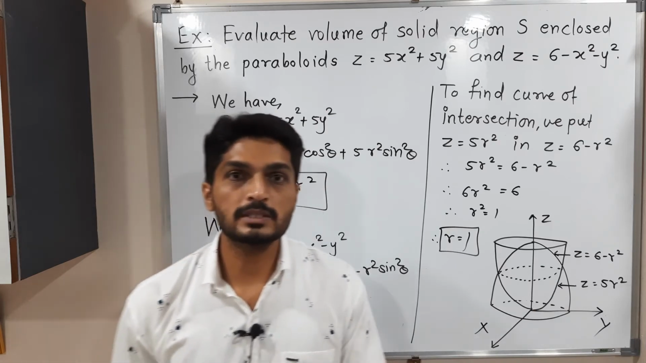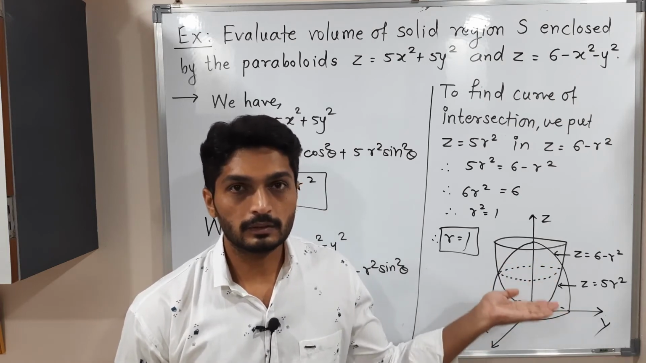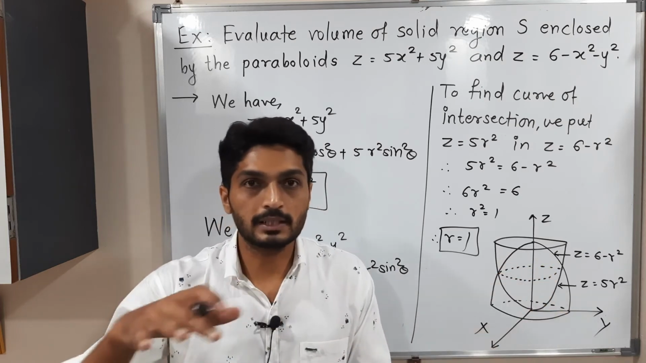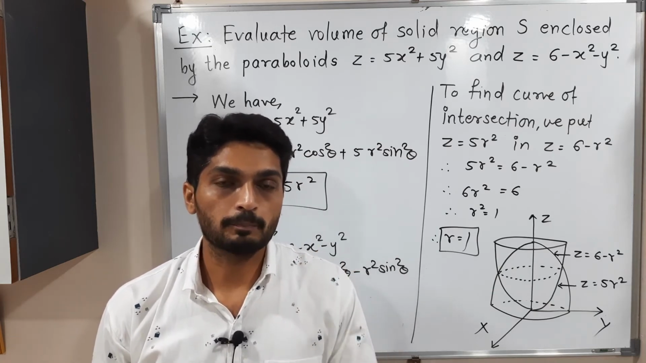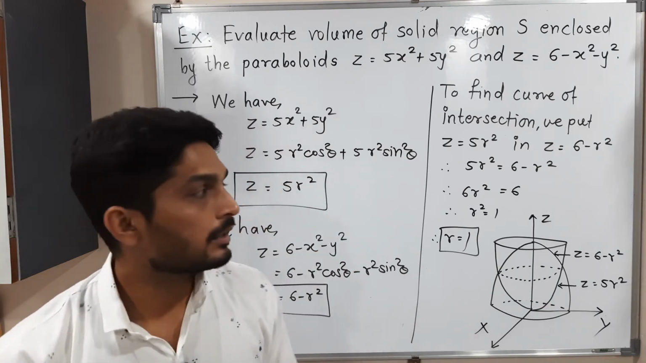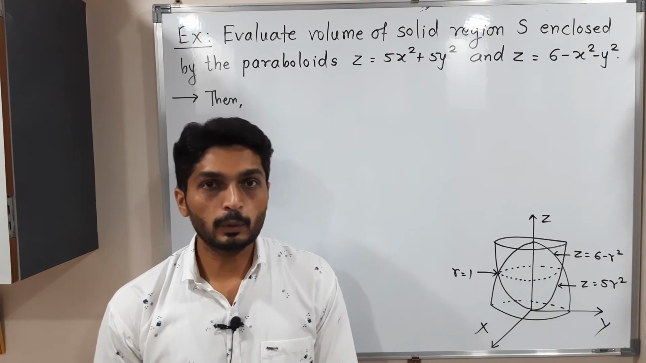So it's a circle with center above the origin, not origin exactly, but the circle will be parallel to the xy plane and having radius 1. Okay, so after that we will go for limits, but before that I suggest you make a screenshot of it. Let us think about limits.